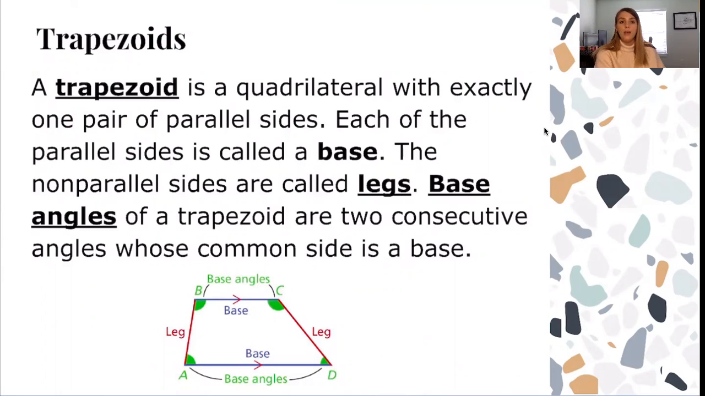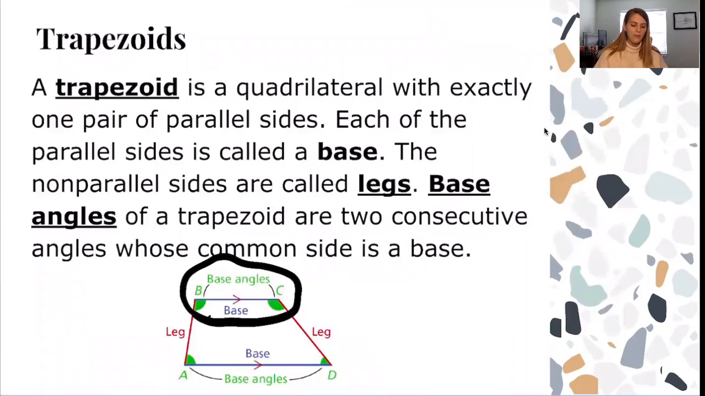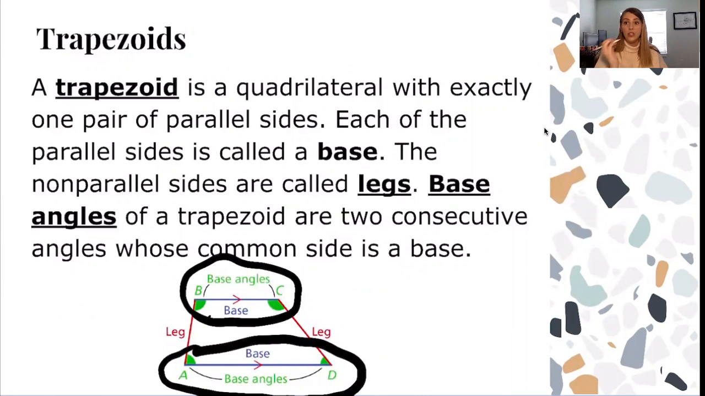So there's base one and base two. The sides that aren't parallel, so the other two sides connecting, are called the legs. The base angles of a trapezoid are two consecutive angles whose common side is a base. So there are two sets of base angles, as you can see in the picture. There's the ones up top here and the ones below here. But that picture is there to help you see all the definitions mapped out.